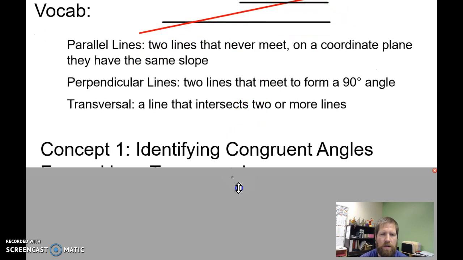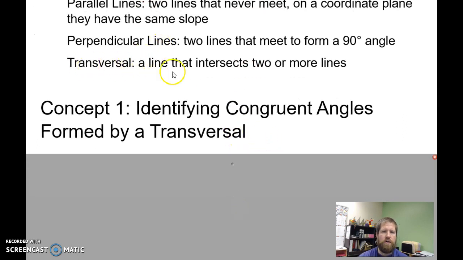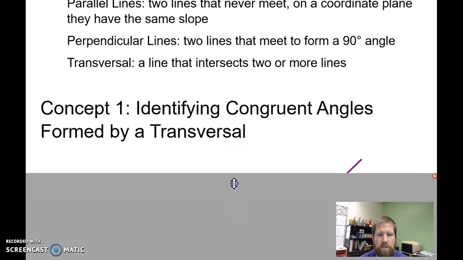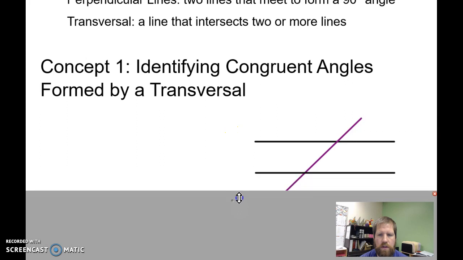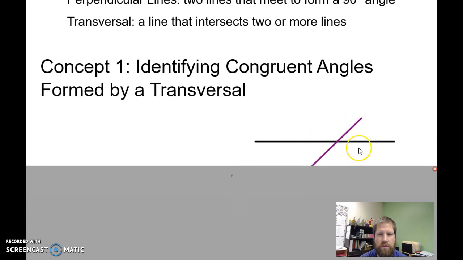Okay, and there's something we can do with a transversal. There's some things we can tell about angles, which is going to lead us into our first concept, which is identifying those congruent angles that are formed with a transversal. So if we just have this situation, we have one line intersecting another. Okay, we know from our last lesson that these two angles are going to be congruent, right? These are vertical angles, and we know that these two angles are going to be congruent.